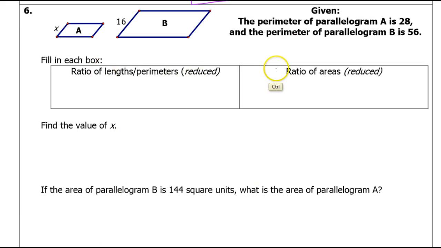Okay, before we start problem number 6, you need to understand how the ratio of lengths compares to the ratio of areas. So for example, imagine that the ratio of lengths is x to y. Then the ratio of areas will be x squared to y squared. So in this case, we're given the perimeter of parallelogram A and the perimeter of parallelogram B. So the ratio of those lengths is 28 to 56. Now we need to write that in reduced form, of course.